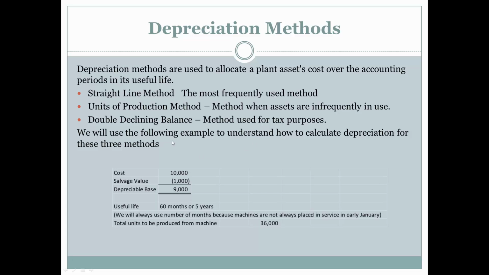We'll use the following consistent example to understand how to calculate depreciation for these 3 methods. So our asset costs $10,000, its salvage value is $1,000, the depreciable base is $9,000, our useful life is 60 months or 5 years, and in calculating straight line depreciation, we will always use the number of months because machines are not always placed in service in early January, so we may have partial year depreciation. And then in order to calculate units of production, we will want to look at the total units to be produced from the machine.